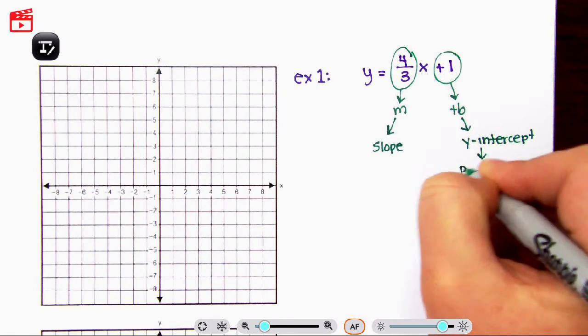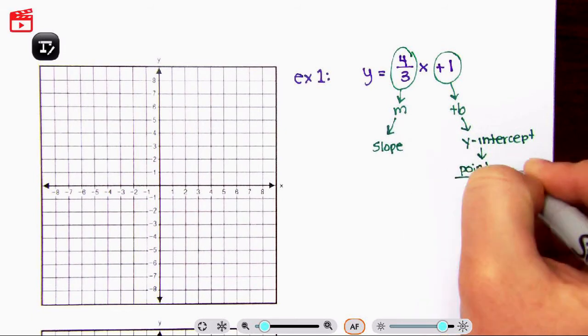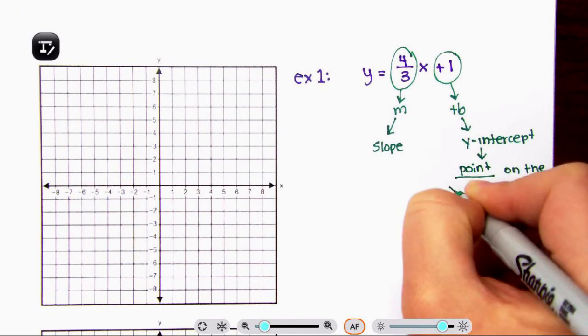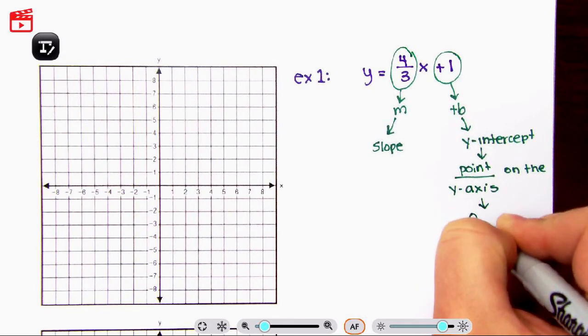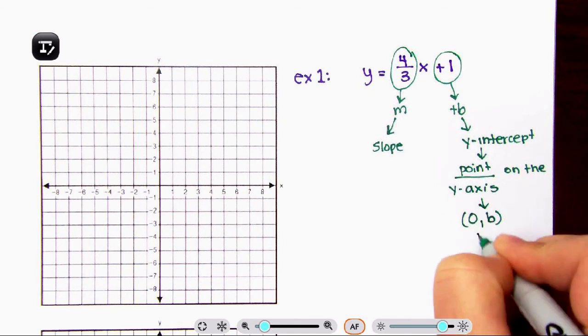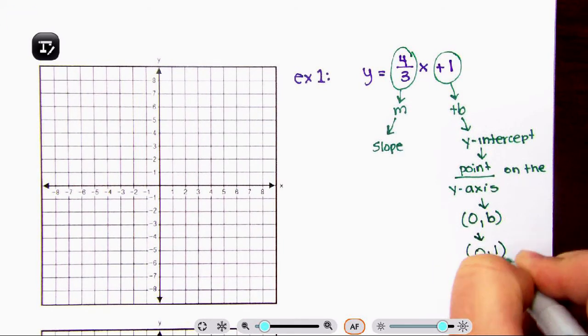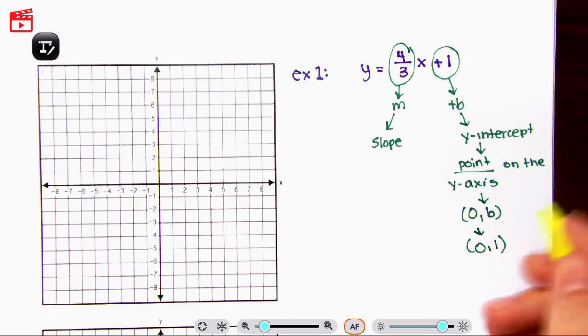And now what does it mean to be a y-intercept? That means it's a point on the y-axis. That means we have 0, comma, b, which means I have 0, 1 because b is 1.